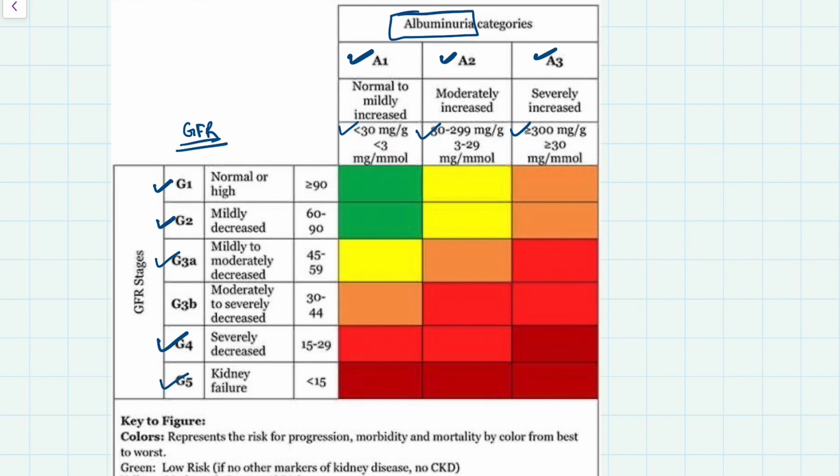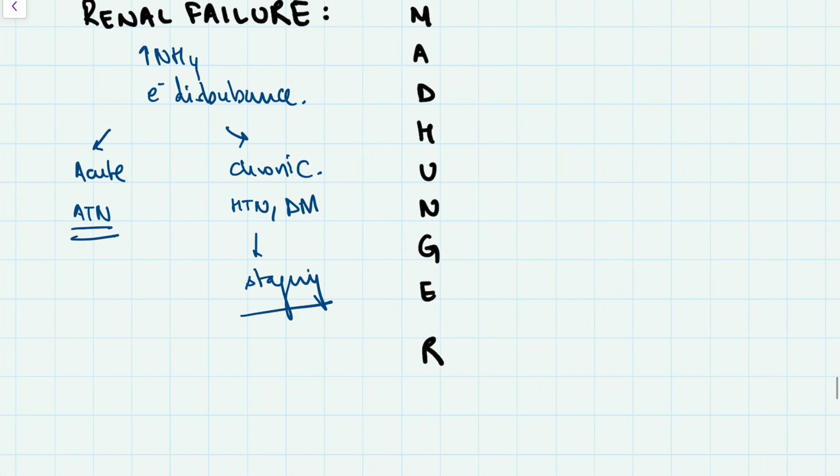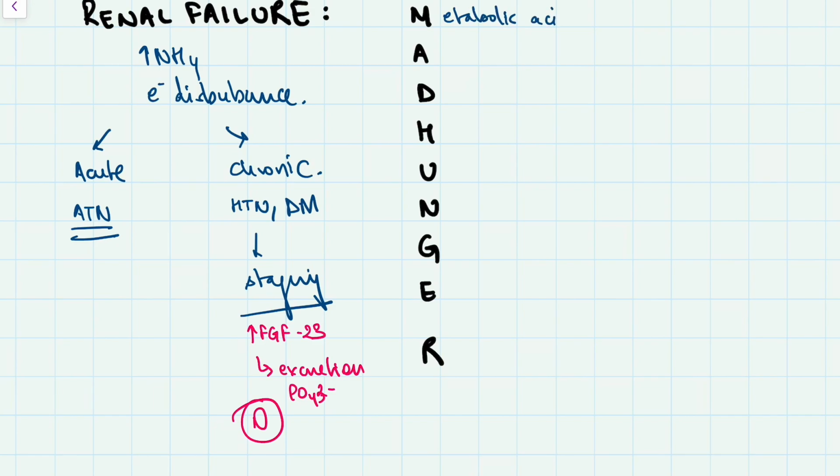Based upon these stages, we do the risk stratification of the CKD, where the risk is low, moderate or high. One more important point to note is that there is increased levels of FGF23, which is responsible for the excretion of phosphate. So in the early stages of CKD, the phosphate levels are maintained. So the consequences can be remembered by the mnemonic MAD HUNGER, where M stands for metabolic acidosis. These are all the conditions or the consequences of renal failure, like what happens due to renal failure.